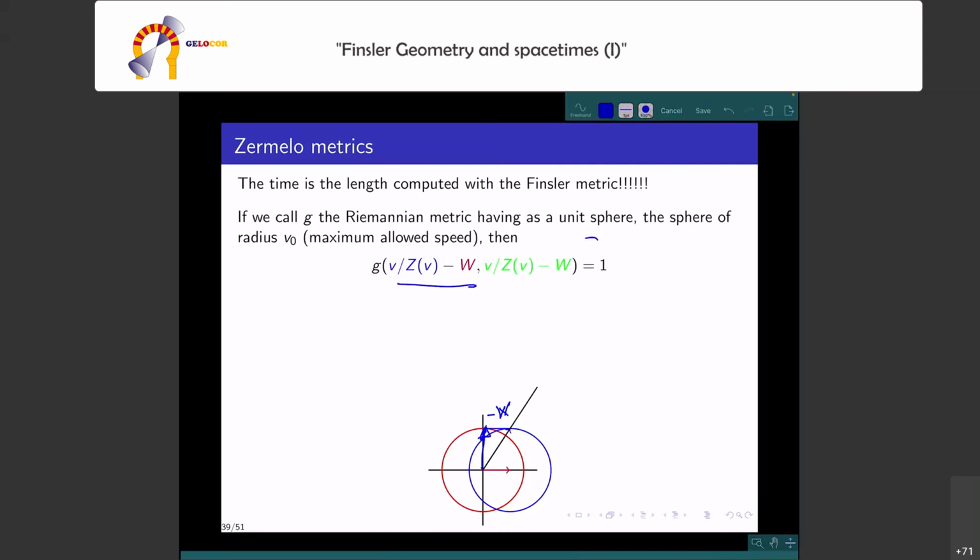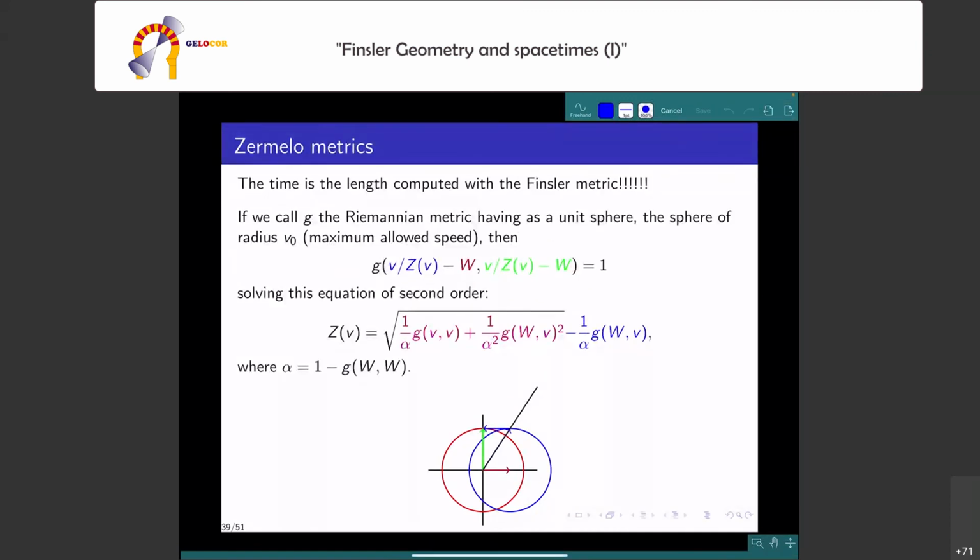So we have this relation here, and with this relation we have a second degree equation in Z on V. Solving this equation, we can obtain the explicit expression for the Zermelo metric. So if we want to compute the trajectories that minimize time in the presence of a wind, we have to consider this metric here and compute geodesics.